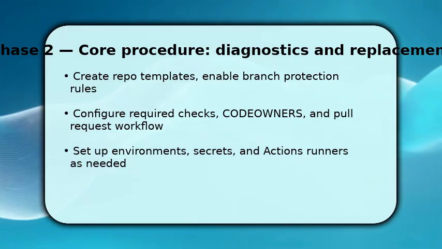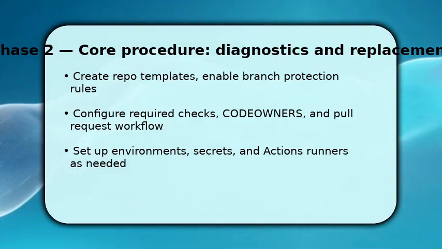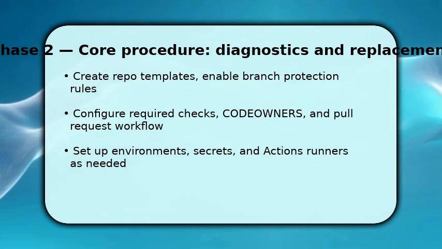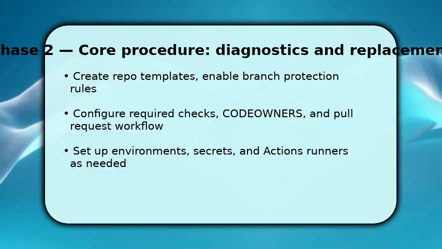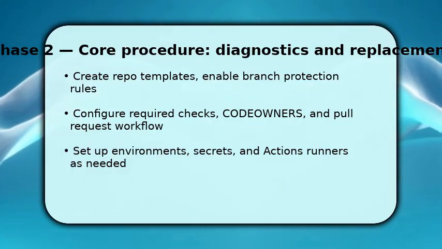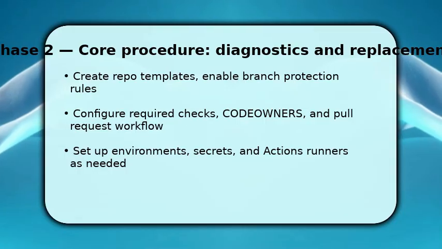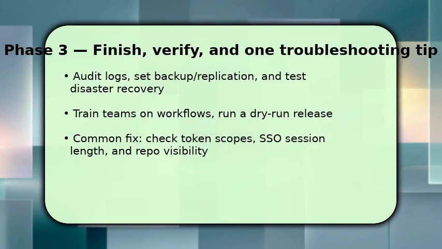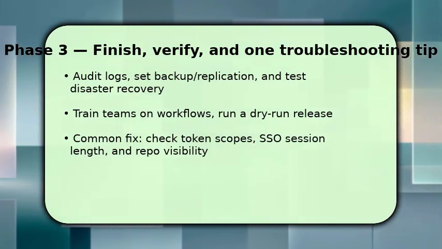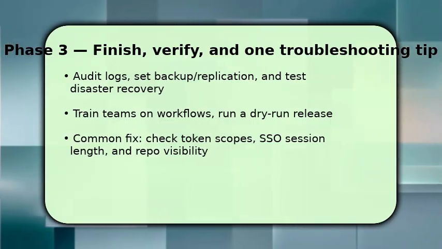Then define environments and add repository or organization secrets, and provision self-hosted actions runners if builds need special hardware. Once configured, run a sample pipeline to validate settings and catch permission gaps early. Finish by auditing permissions, enabling backups and replication, and executing a disaster recovery drill so you know recovery steps.